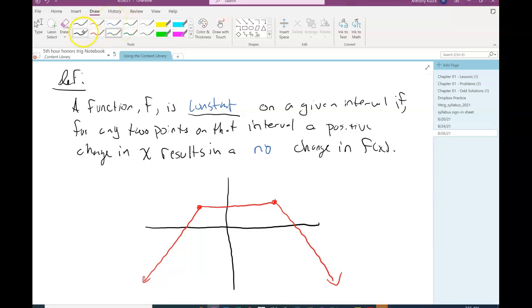So let's say we have some function that looks like this. The more intuitive way of thinking about increasing, decreasing, and constant is to imagine you have a little person that walks along the graph as you move from left to right. On this first section of the graph, our little person is walking uphill. That means the function is increasing.